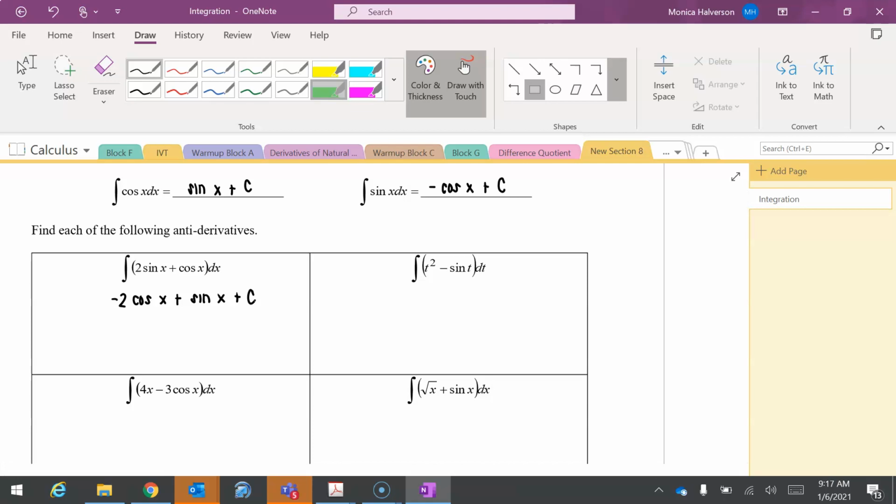All right, if we were to look at the next example, what is the antiderivative of t squared minus sine t dt? Well, it's in polynomial form. We're going to add 1 to our power and then divide the coefficient by the new power. And then with negative sine t, we're going to make it cosine t. And we get 1/3 t to the third plus cosine t plus c. Go ahead and do the next two examples on your own.